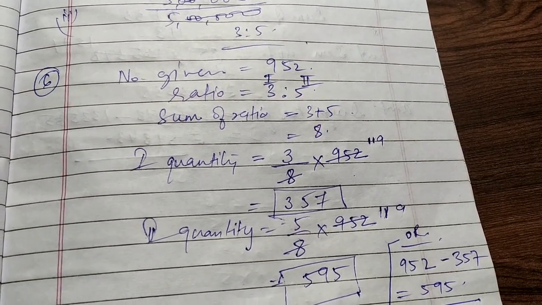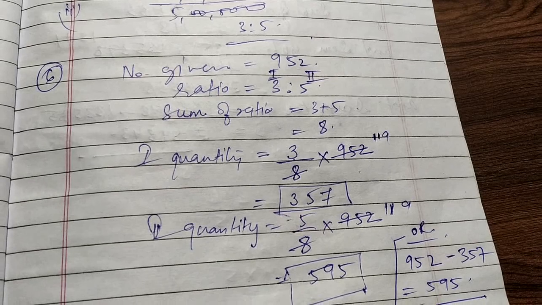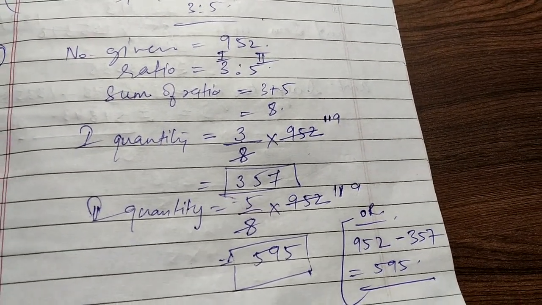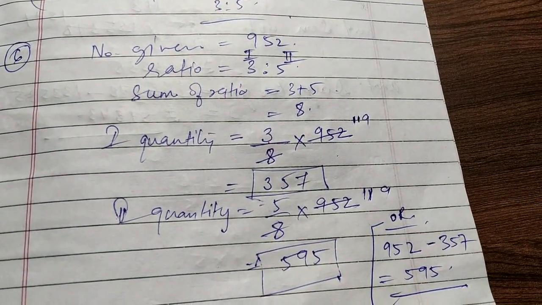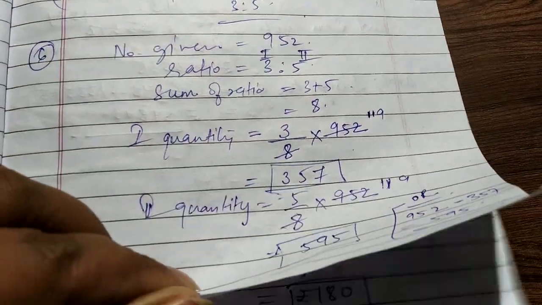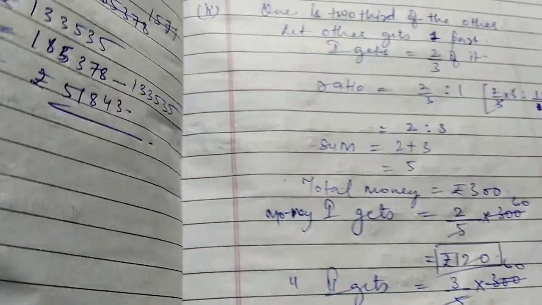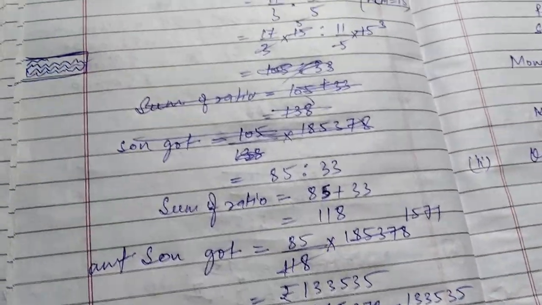5 was the second one, so 5 upon sum again into total. So you will get the second quantity. The second quantity you can find directly also. I have done it here. If you subtract the first quantity from the total, you will come to know what the second quantity will be. You can do it with this method also, or with this method also. You are free to do it with any method. Okay. Now question number 7.